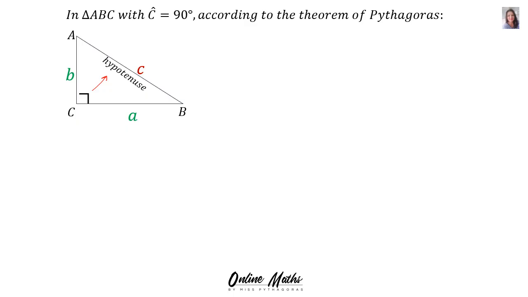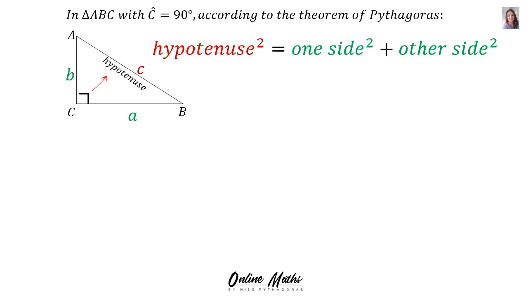Now we can say the theorem of Pythagoras is always the hypotenuse squared is equal to one side squared plus the other side squared. And then you can write this in terms of A, B, and C for this triangle as C squared equals A squared plus B squared.